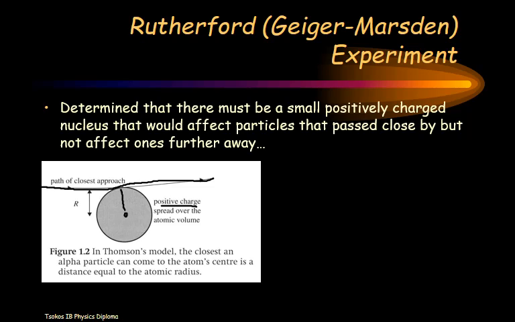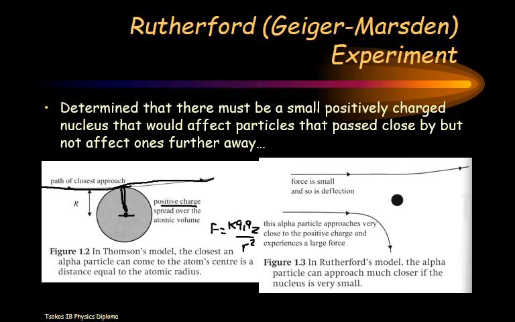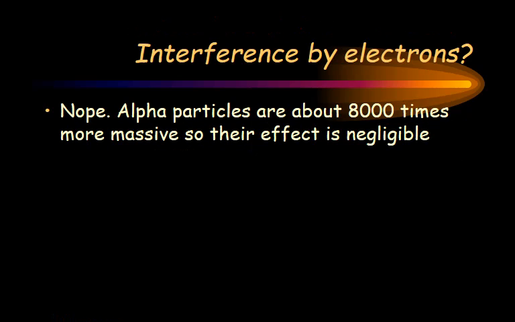Coulomb's law, right? We have force equal to k Q1 Q2 over r squared. So there's a force on that alpha particle over this radius, but the radius is kind of big if we have this big blob. But what actually is happening is that these alpha particles can get much, much closer. And as they get closer, the radius is small, and it shows a very, very large deflection. And that proved that the nucleus must be really, really tiny.